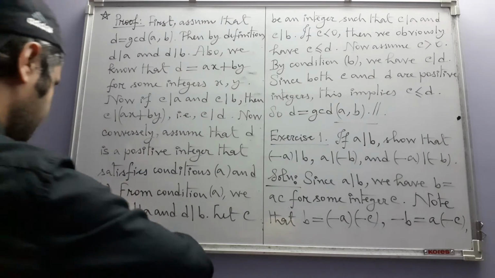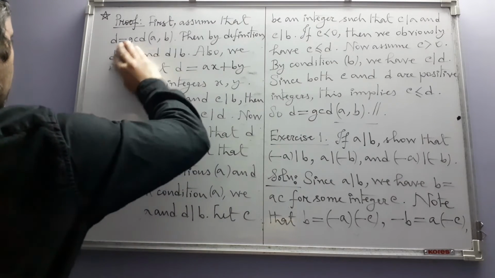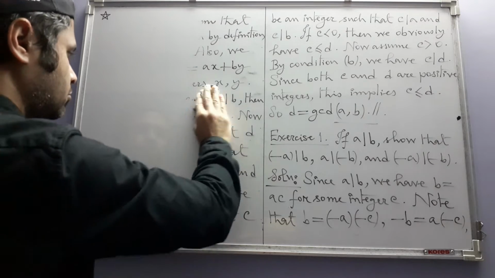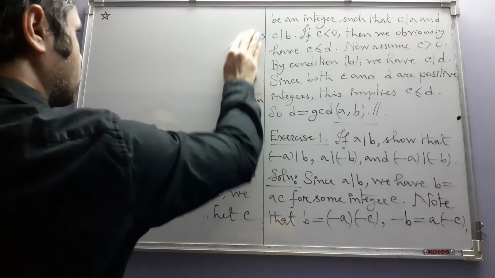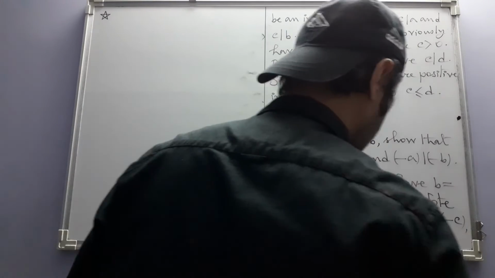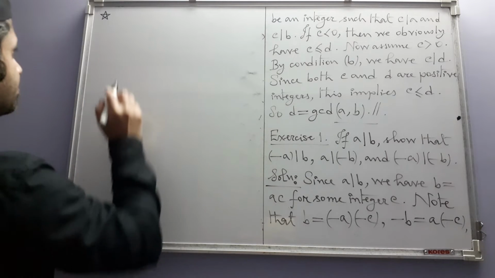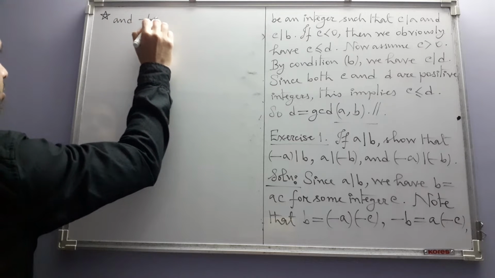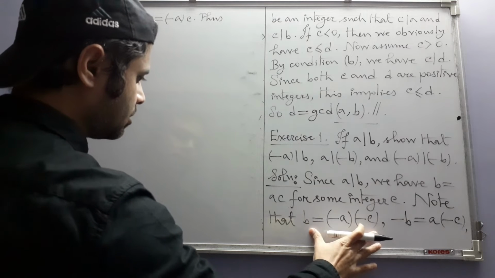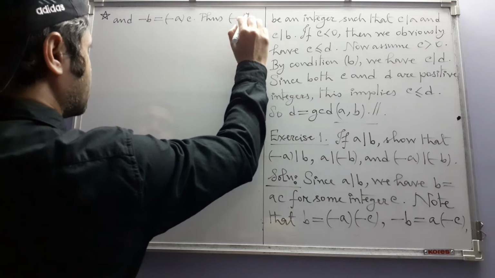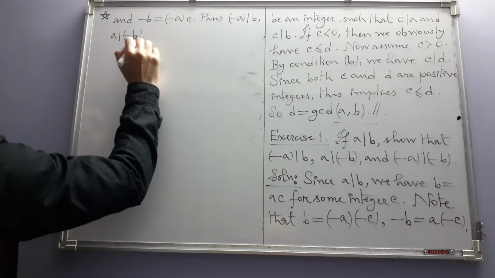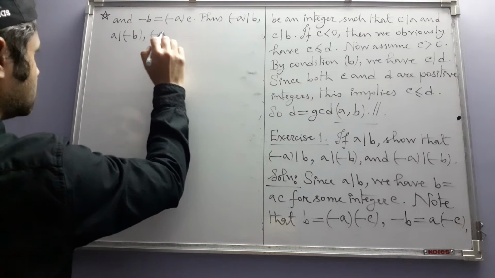And also minus B can be written as minus A times C. From the first equation here, we get this relation, minus A divides B. From the second one, we get this one, A divides minus B. And from the third one, we get this, minus A divides minus B.